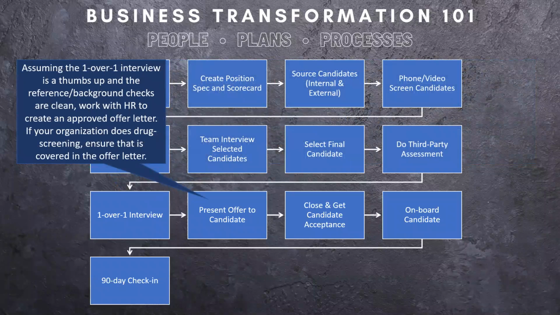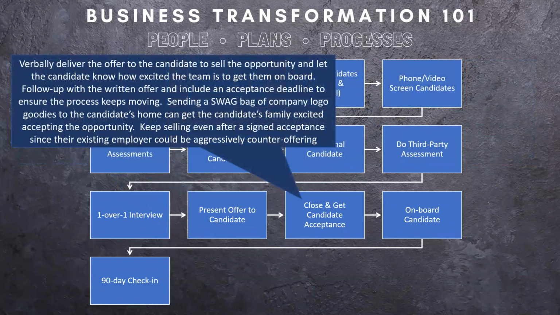Assuming the 1-over-1 interview is a thumbs up and the reference/background checks are clean, work with HR to create an approved offer letter. If your organization does drug screening, ensure that it is covered in the offer letter. This offer letter should then be verbally delivered to the candidate, since this allows you to sell the opportunity and let the candidate know how excited you and the team are to get them on board. Follow up with a written offer and include an acceptance deadline to ensure the process does not stall.